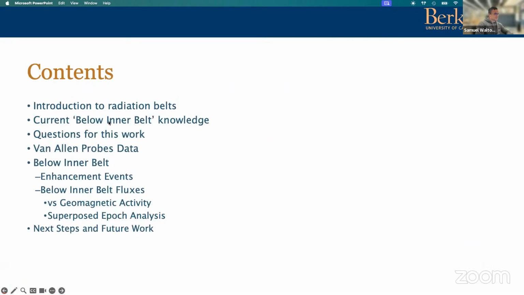Here's the contents page. I'll start off with a radiation belt introduction, as might be customary in these seminars, and the questions we're asking about this work, the data, and then take you through the work that I've been doing.